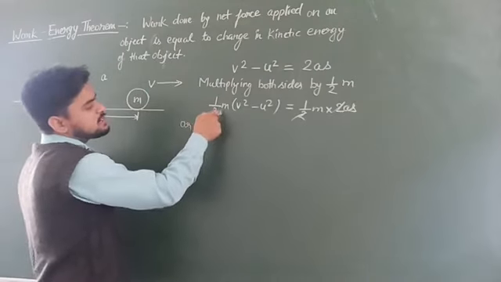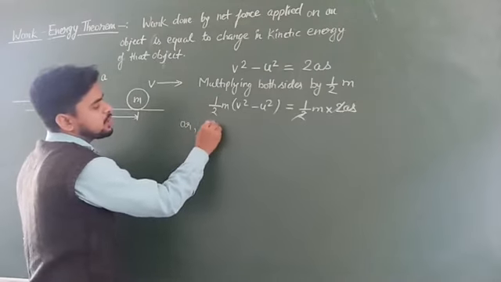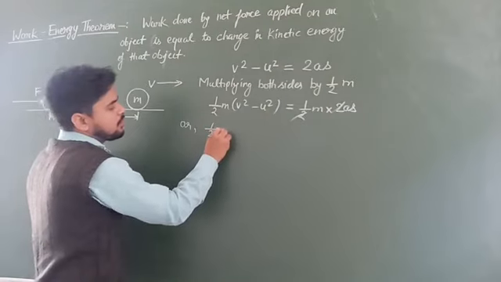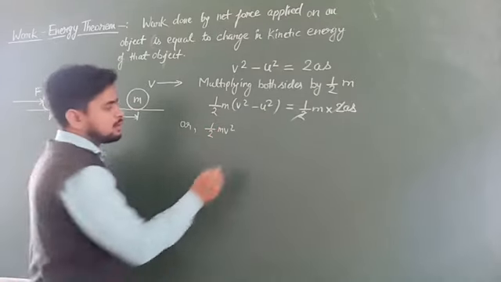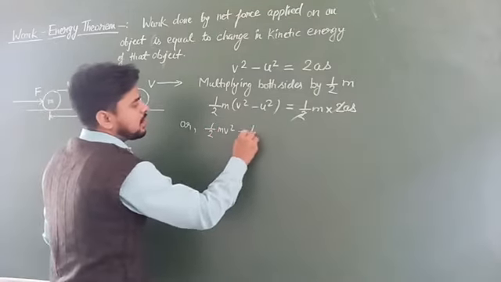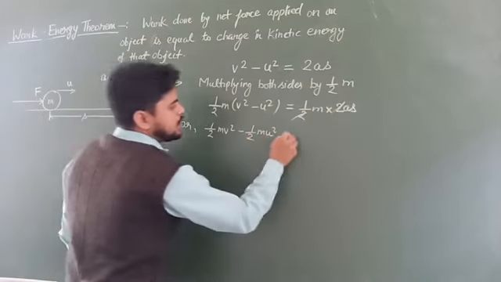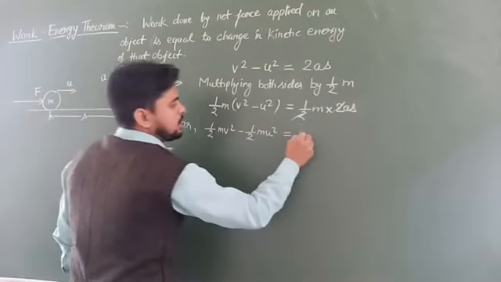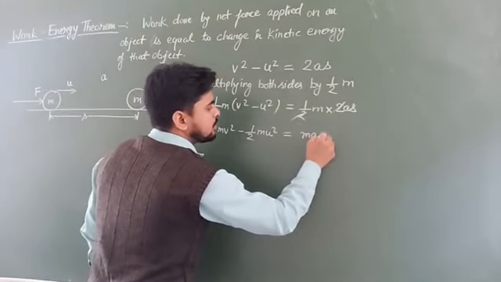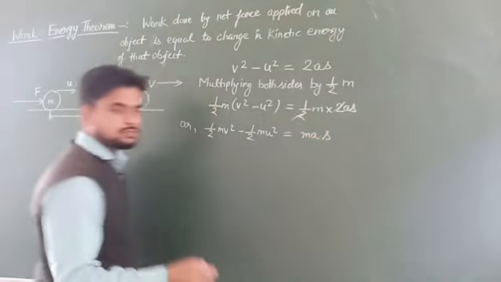Or what we can write? If we multiply this half m within the bracket, then what we have? Half m v square minus half m u square equal to m into a into s. Okay, students.